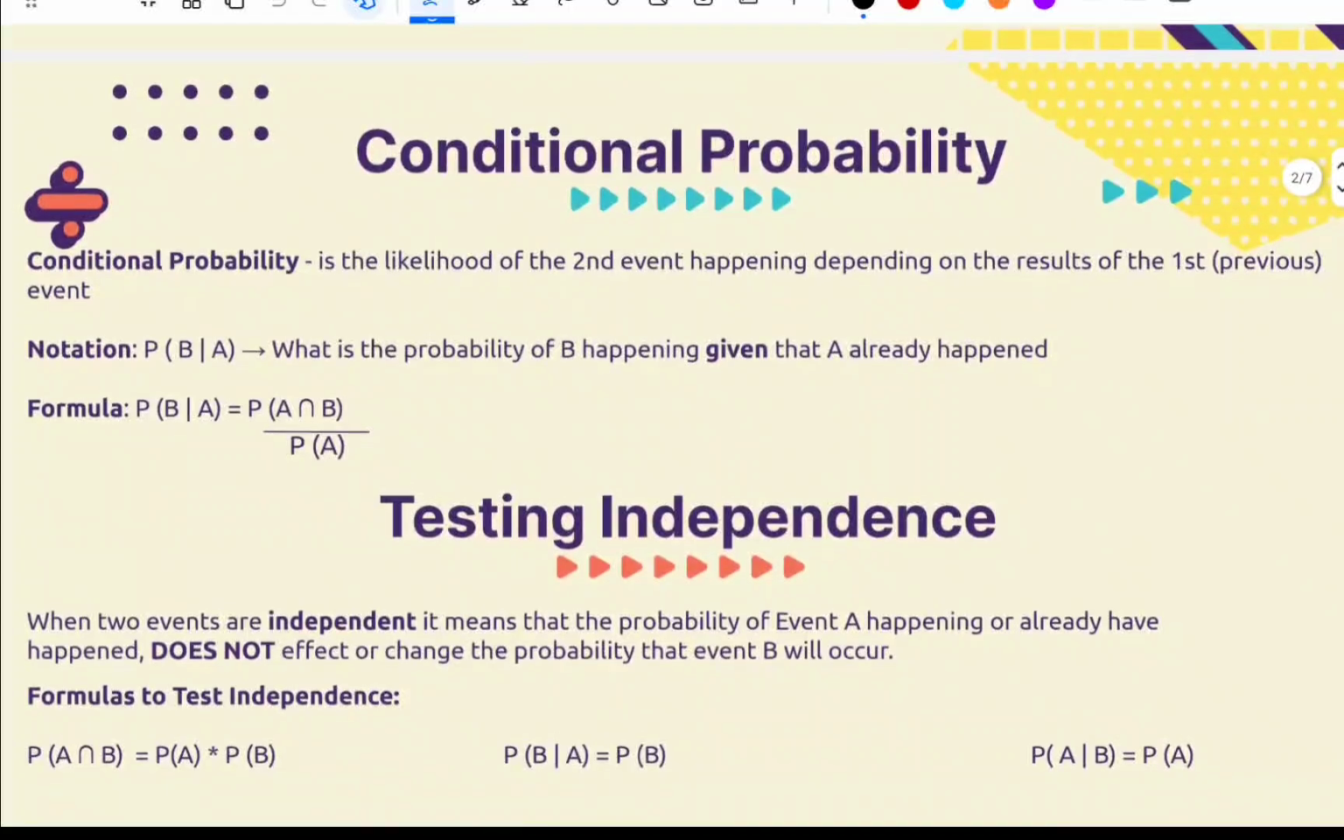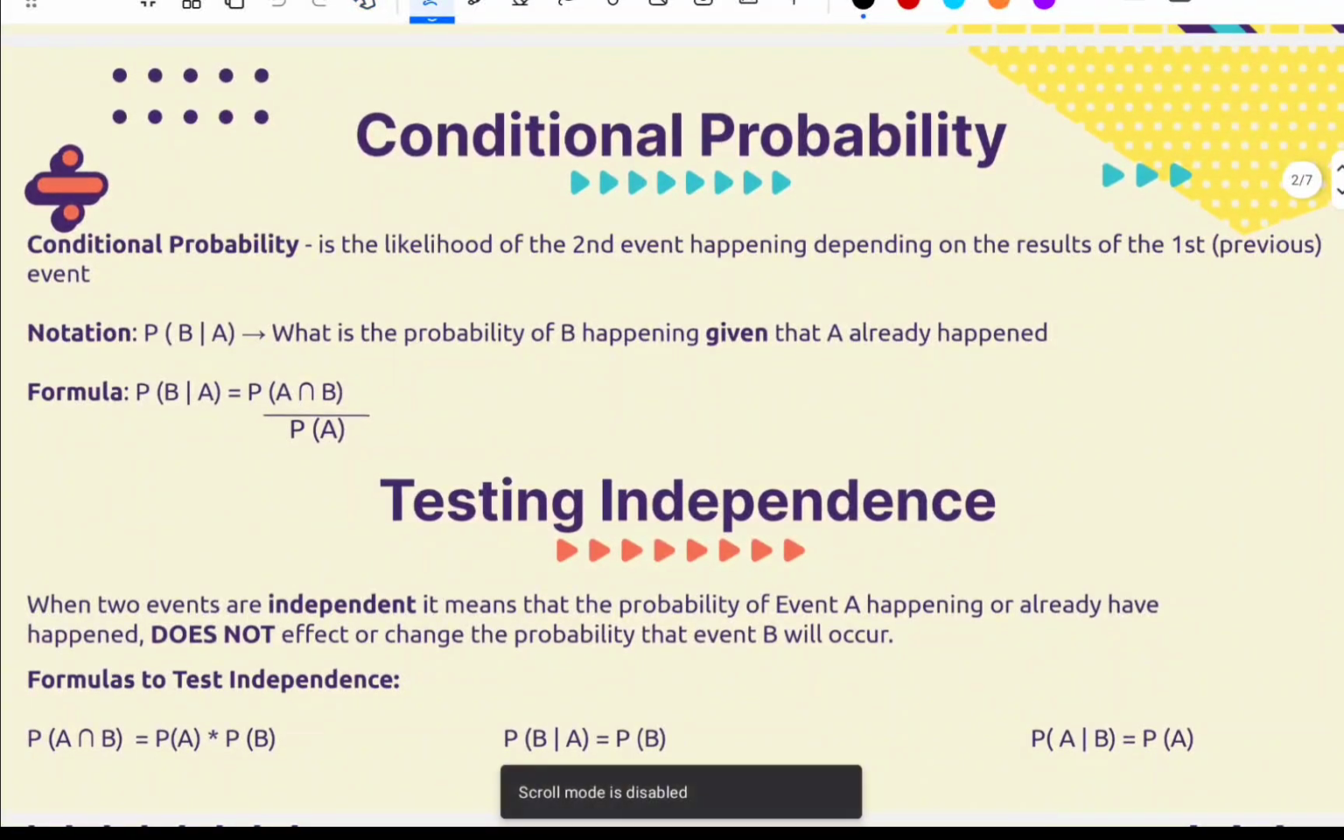So what we're going to do first is review the different types of probability. First, conditional probability. Conditional probability is the likelihood of the second event happening depending on the results of the first event. In other words, it is what is the probability of B happening given that A already happened. The notation we use is P(B|A), with a horizontal line before A. And the formula for conditional probability is the probability of A and B happening divided by the probability of A, your condition.